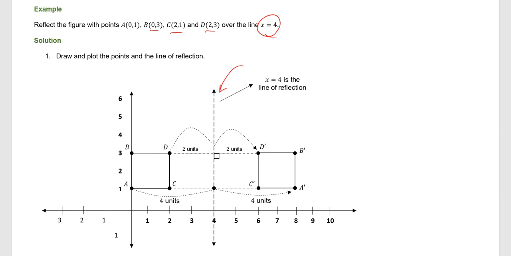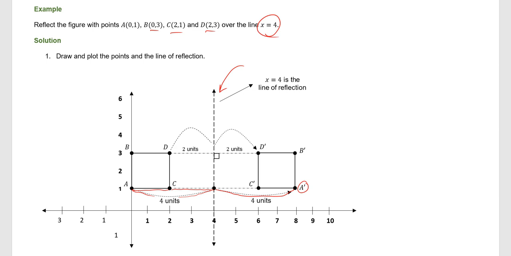So again, we just go ahead and reflect each vertex, each point by itself, by keeping in mind that the reflection of each point has to be the same distance from the line of reflection as the original point, but just on the other side. So taking point A, here's 2 units, the width of this leg of the square, and then another 2 units to the line of reflection, so point A is 4 units from the line of reflection. So point A prime has to be 4 units from the line of reflection on the other side.